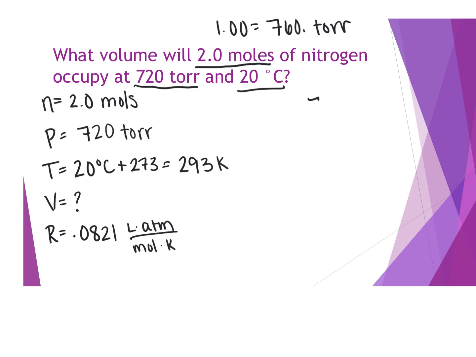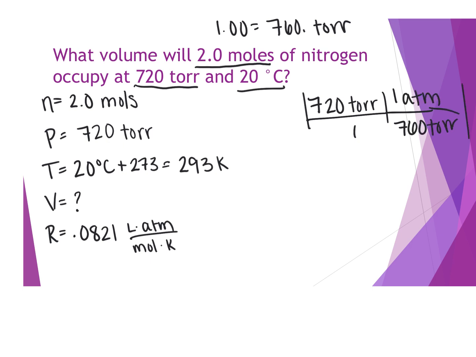Can you do a little bit of work off to the side? So we can do quick dimensional analysis. If you start with 720 torr, that means 760 has to go on the bottom. So you just divide. What's 720 divided by 760? Yeah, 720 divided by 760. You're getting like 0.95.